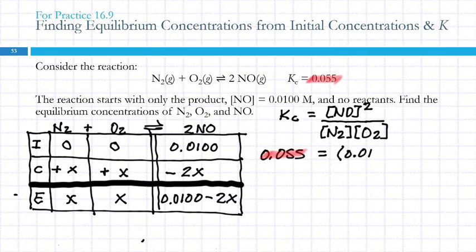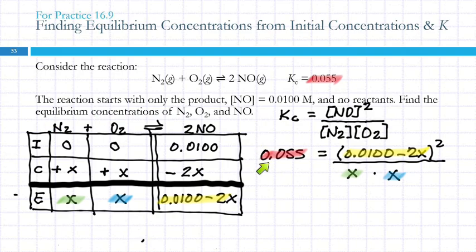So on top, I have this mess, squared. This guy is up here. And that's divided by the concentration of N2, which is equal to x, times the concentration of O2, which is also equal to x. Is it okay that those are equal? Can they have the same value? Yeah, they can. Because when this reacts to form these, we're starting with none of it, it's going to form equal amounts of N2 and O2. Their concentrations are going to be the same.